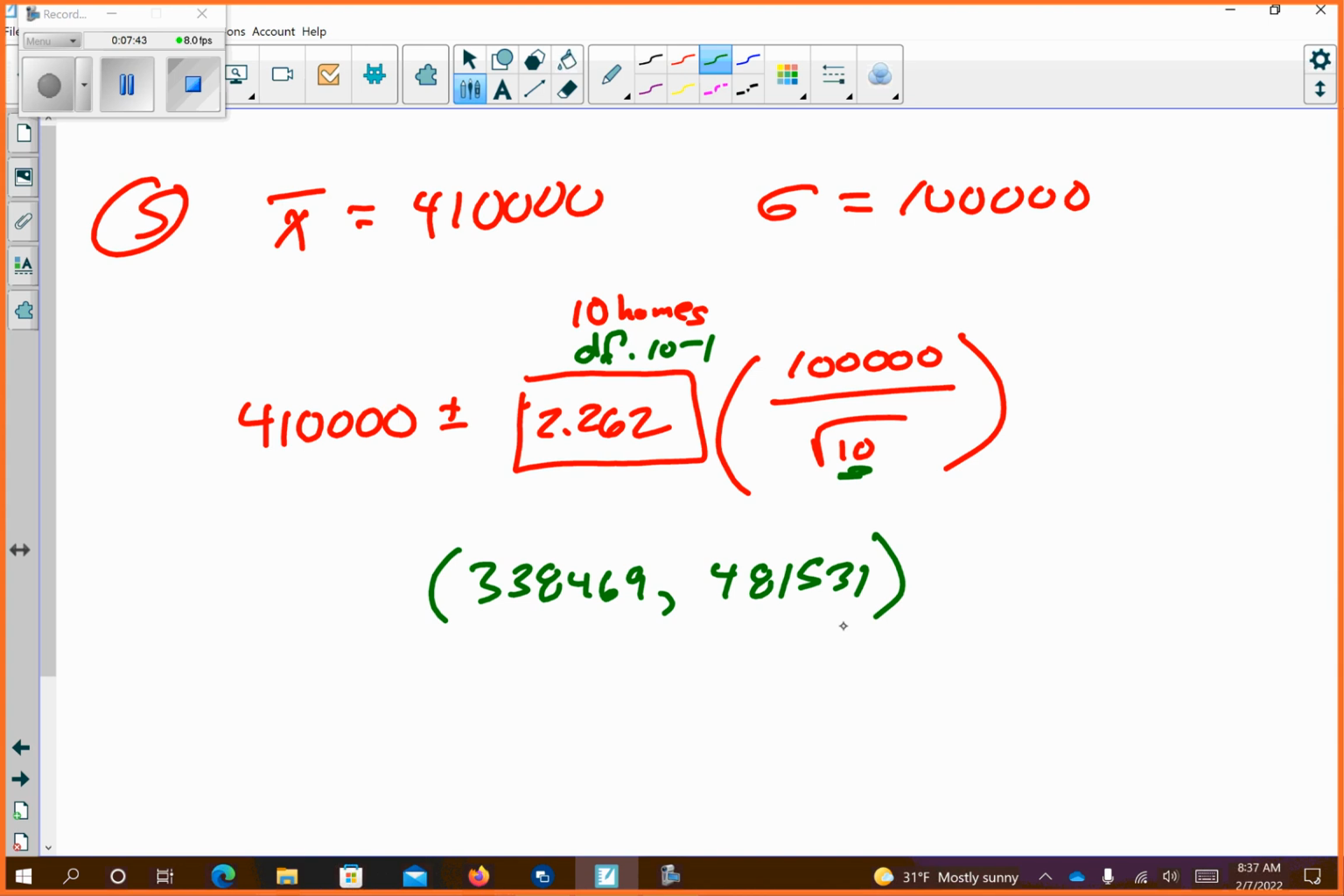That's for a 95% confidence interval. If you're talking about a $410,000 home, $100,000 is pretty big. That's going to capture a lot more area. If this number was smaller, our area that we're capturing is smaller and smaller. If that number is larger, because that standard deviation is so big, you're going out further and further.